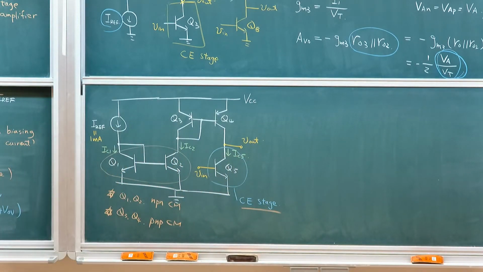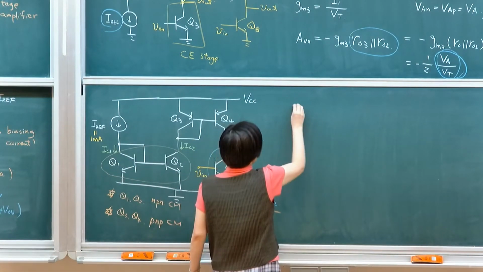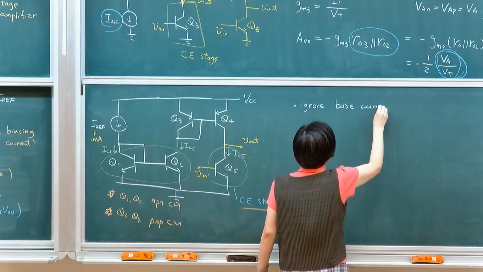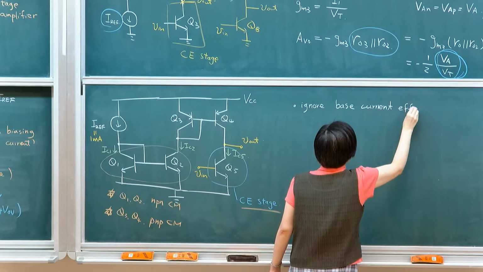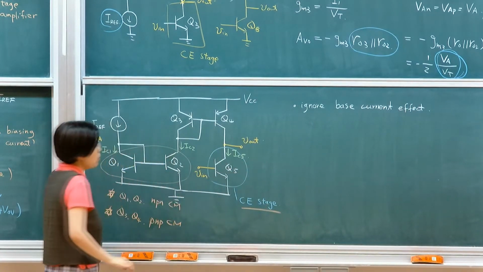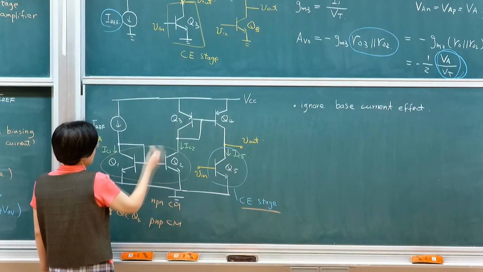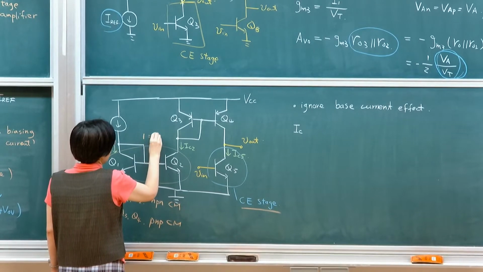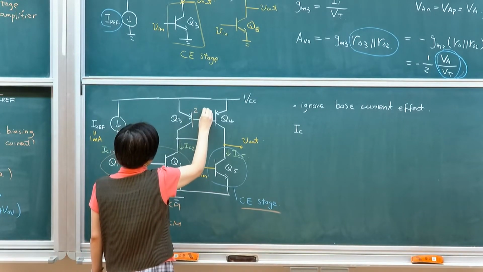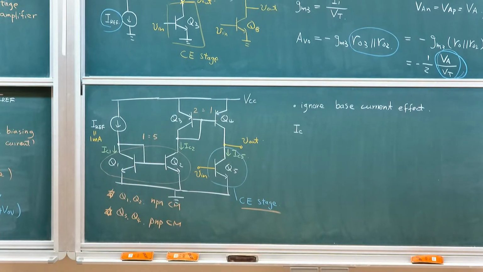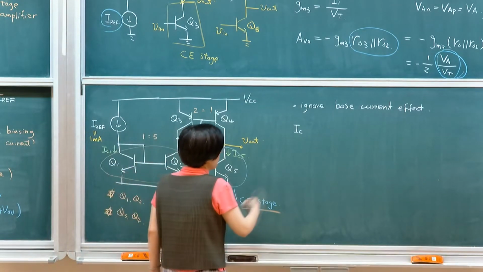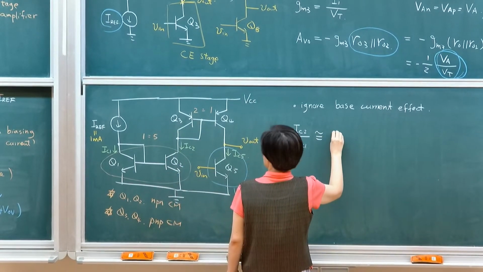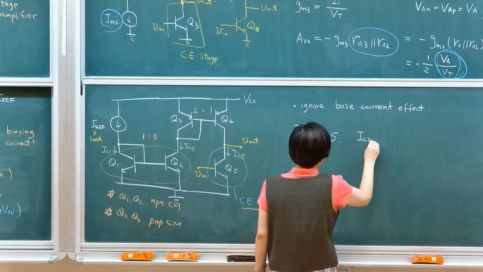So first order analysis, you could simply ignore base current effect. So if we ignore base current effect first, you should be able to find out that IC1, let me give a ratio. So if this is 1/5, and this is 2/1, I just give a ratio, different ratio on transistor sizes. So based on this, I know that IC2 over IC1 should be approximately, ignoring base current, a ratio of 5. So first I know that IC2 will be 5 milliamp.